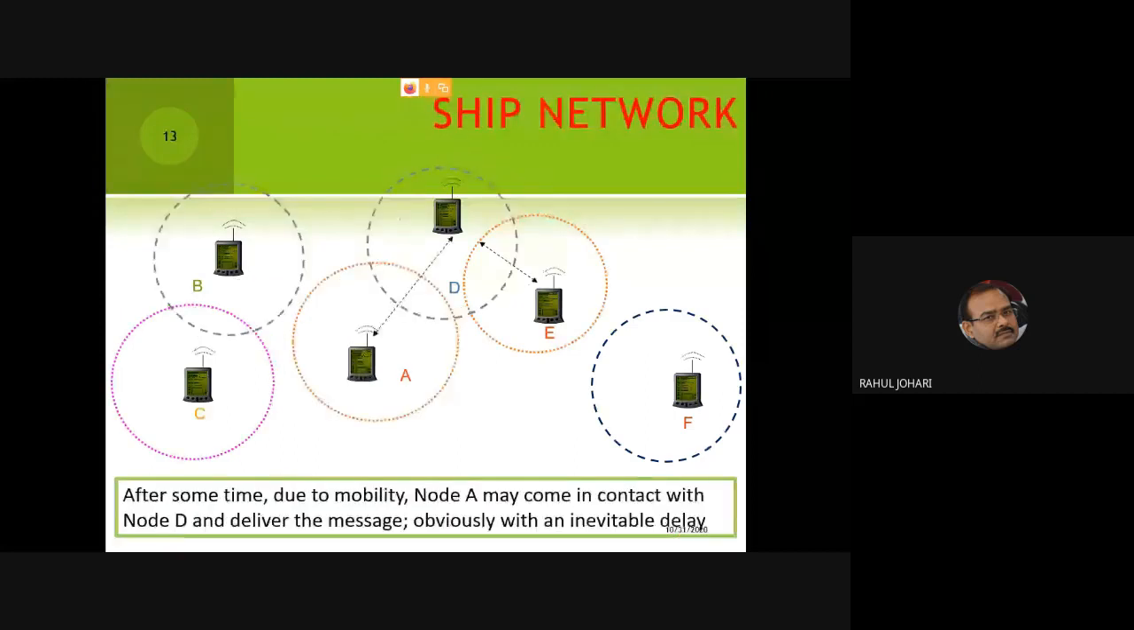Now what will node A do? Node A comes into contact with node D. After some time, due to mobility, node A comes in contact with node D and delivers the message. Obviously, with some amount of delay, because we are talking about broken, partitioned networks, called the ship network. So A forwards the messages to node D, and the message delivery successfully gets done from C to B to A to finally D. So even in a partitioned network, the mobility of the intermediate nodes helps in the transmission of the messages.